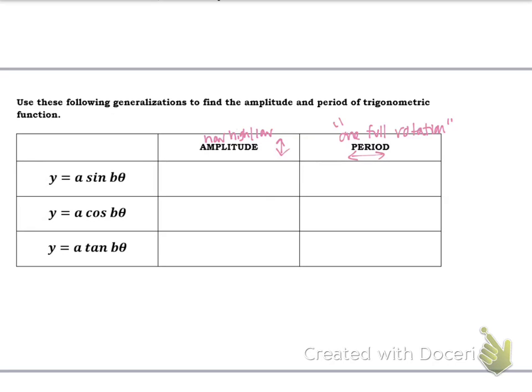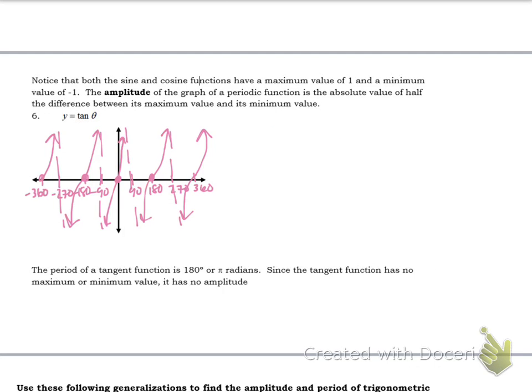Okay, so our amplitude is going to be the absolute value of A for both of these. So A, we take the absolute value, so make our answers positive, and that will be how high it will go. Tangent is going to be undefined because my tangent graph continues forever and ever up and down, so we can't have a high and a low.